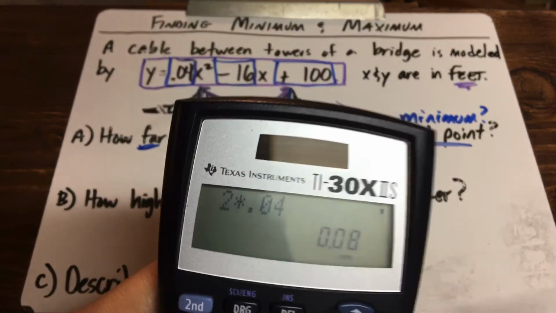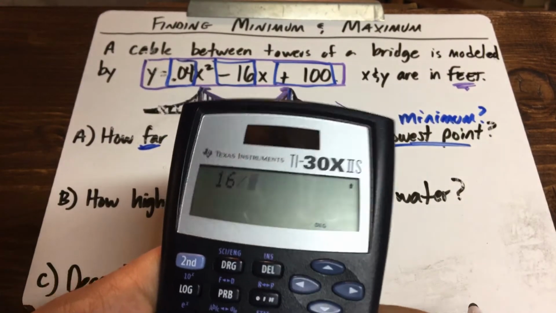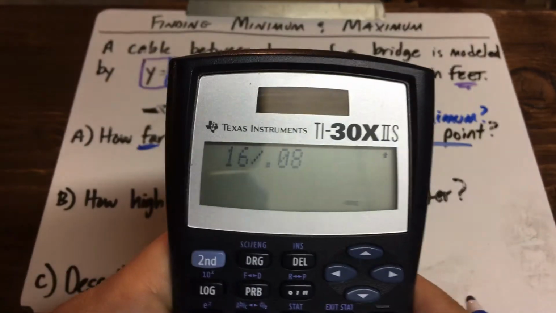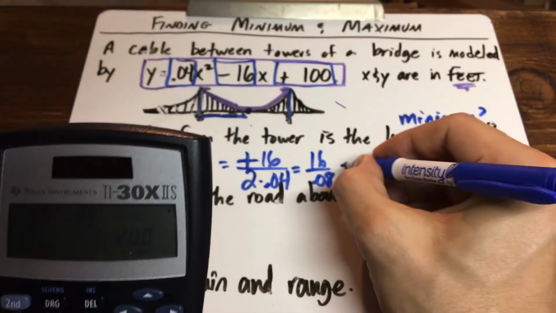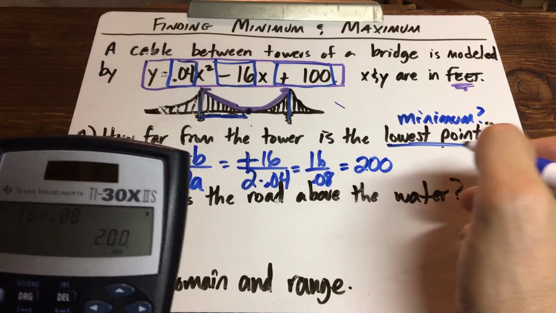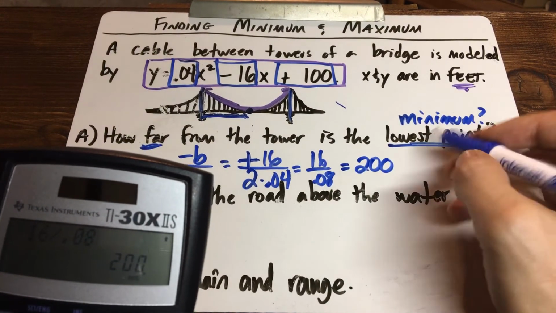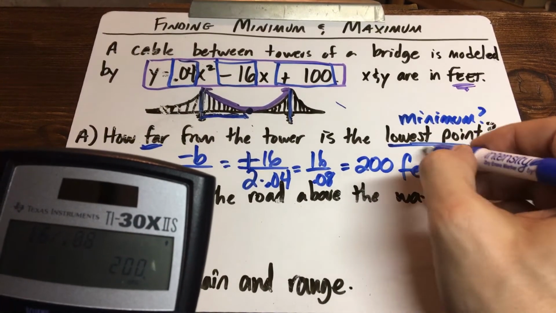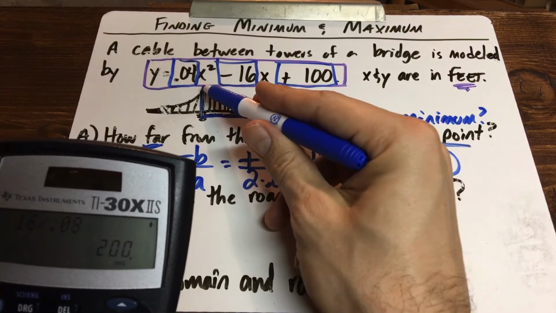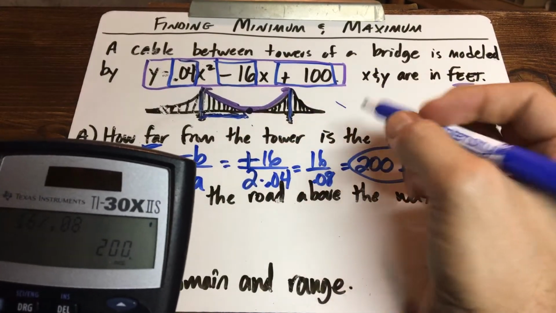There it is. It's 0.08. So we're going to do 16 divided by 0.08, and we get 200. Holy cow. All right, how far from the tower is its lowest point? 200 feet. So it's taken 200 feet to go from here to here. This is 200 feet, right?